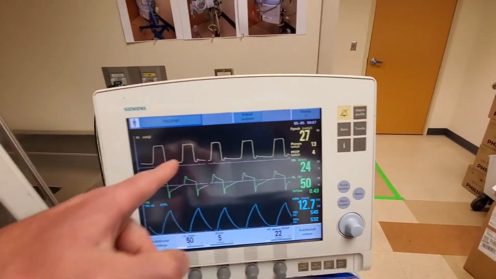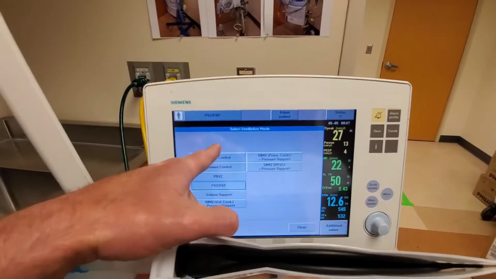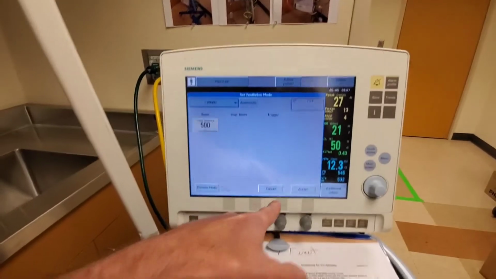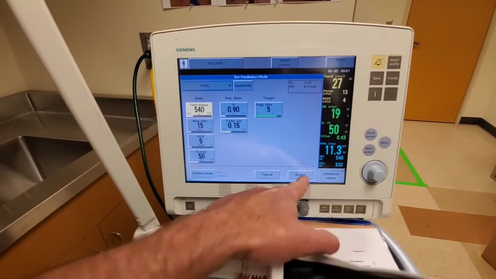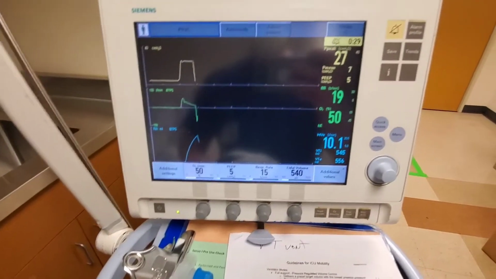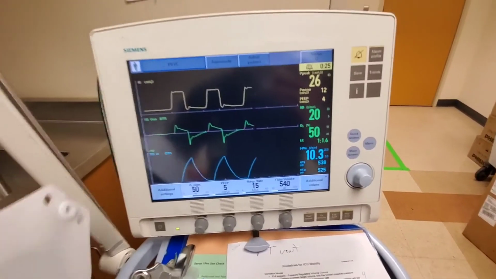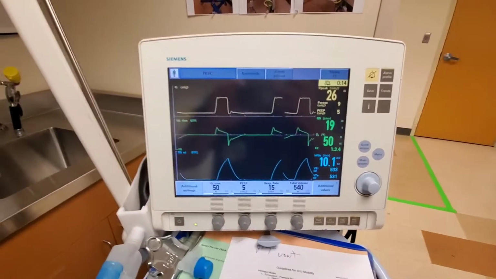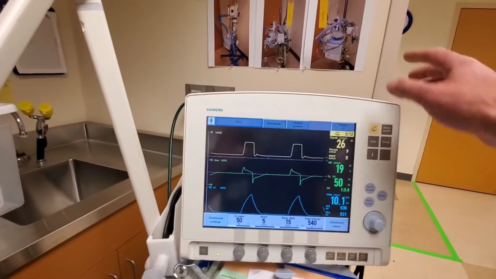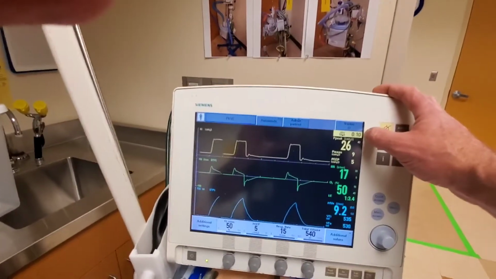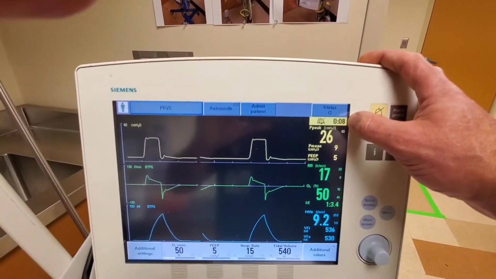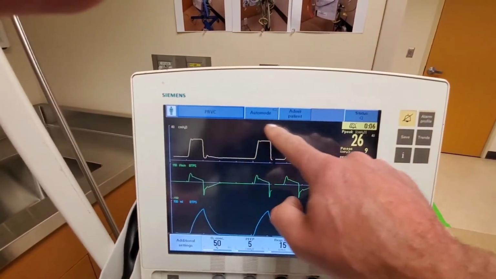I'm going to put this back in the PRVC mode. Just going down your sheet, I think actually that's pretty self-explanatory if you read it. If we look at alarms, perhaps, we have an alarm that's silenced. You can see it's counting down right there. But alarm messages will pop up here.